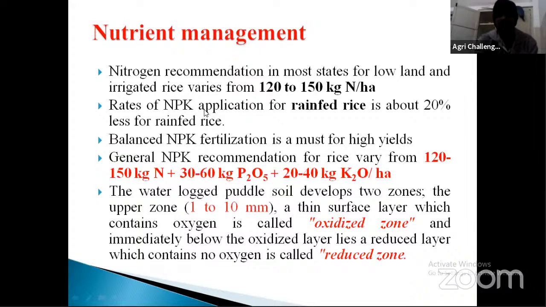And the rate of NPK application for rain-fed rice is about 20% less. Rain-fed rice means that if an irrigation source is not there, farmers only depend upon rainfall. That is called rain-fed rice. Generally, while growing rain-fed rice, soil moisture will be less. That's why we go for 20% less application of fertilizers. As we know, fertilizer application depends upon soil moisture level.